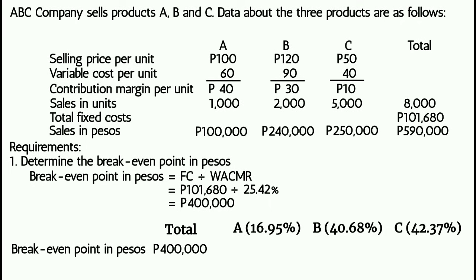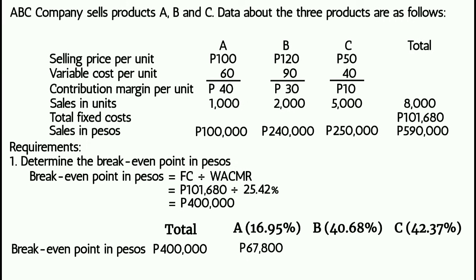So for product A, 400,000 pesos times 16.95%, that is equal to 67,800 pesos. That means dapat ang sales sa product A ay 67,800 pesos to break even.